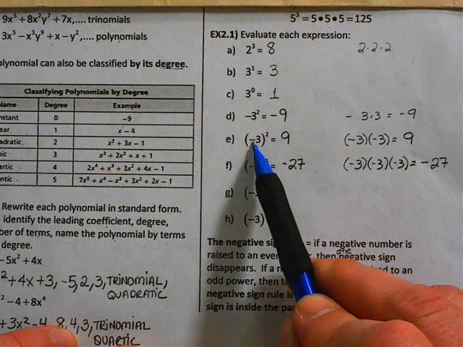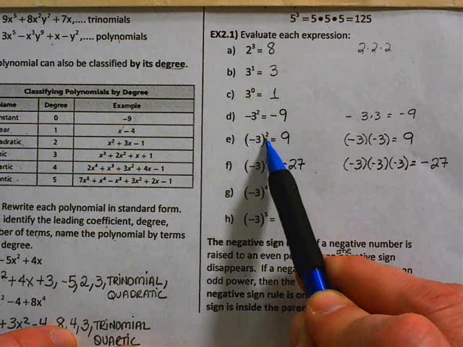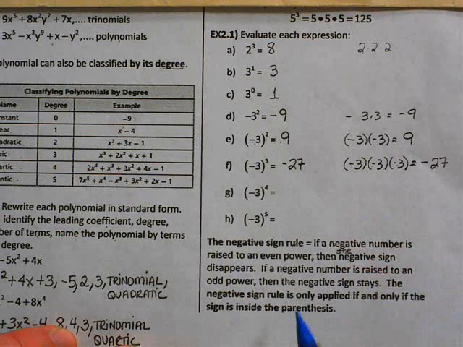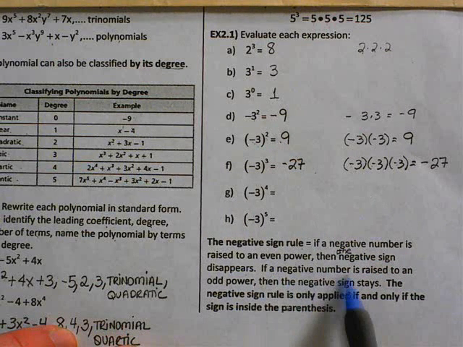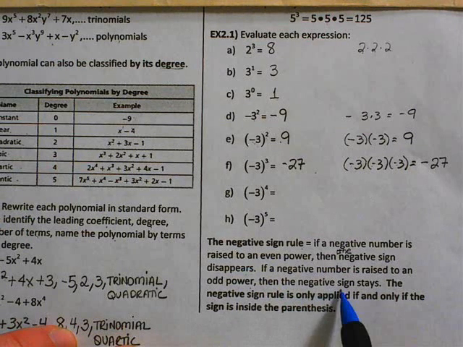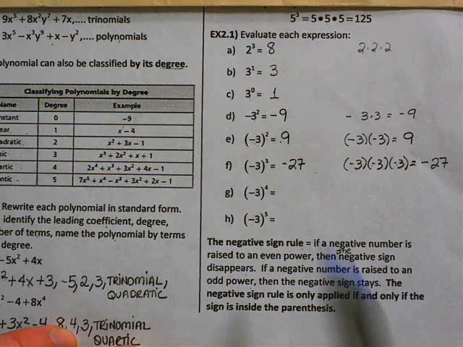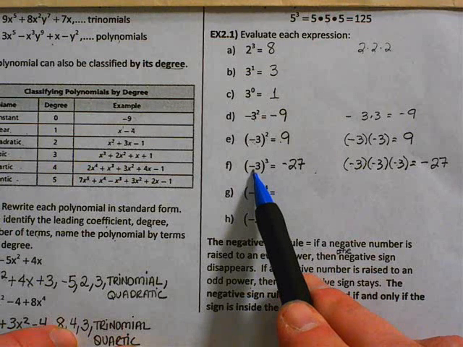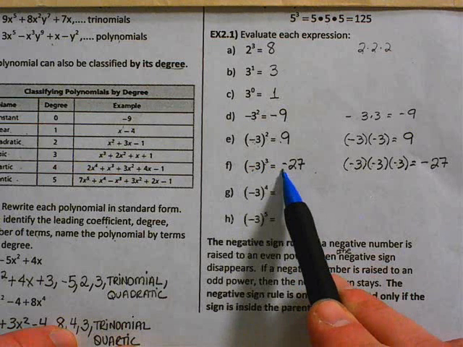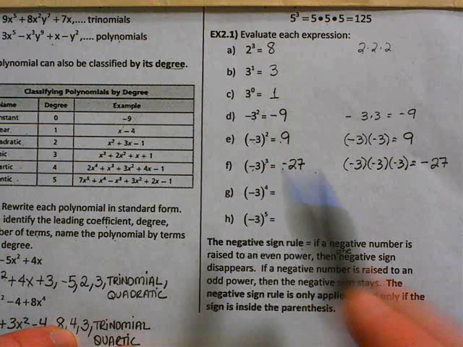If you notice right here, I have a negative number raised to an even power. What happens to the negative sign? It disappears. The rule then says if a negative number is raised to an odd power, then the negative sign stays. So if you notice, I have negative 3 to the third power. What happens to the negative? This is an odd power. The negative stays.